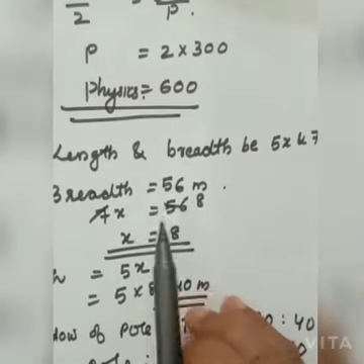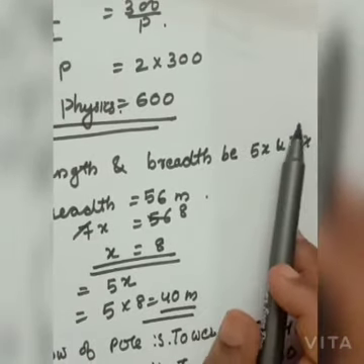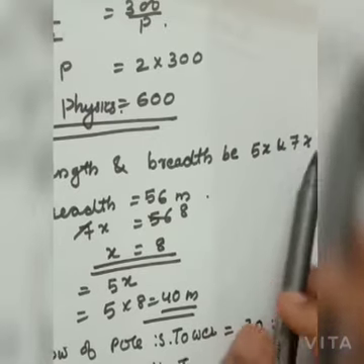Breadth is given, that is 56. But in ratio form 7x is the breadth. That is given as 56.